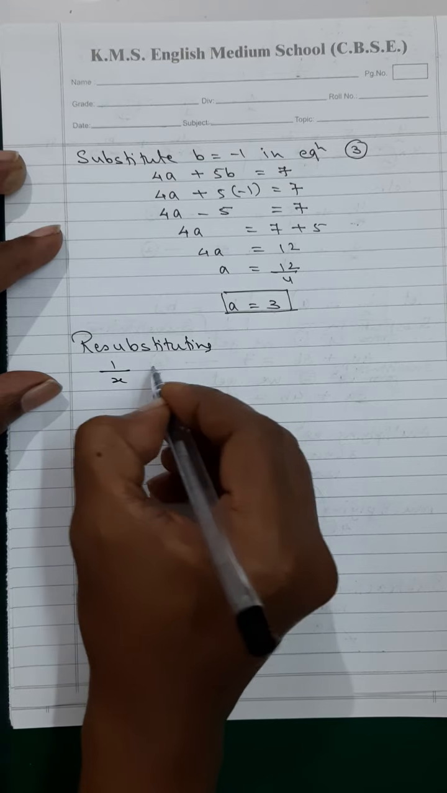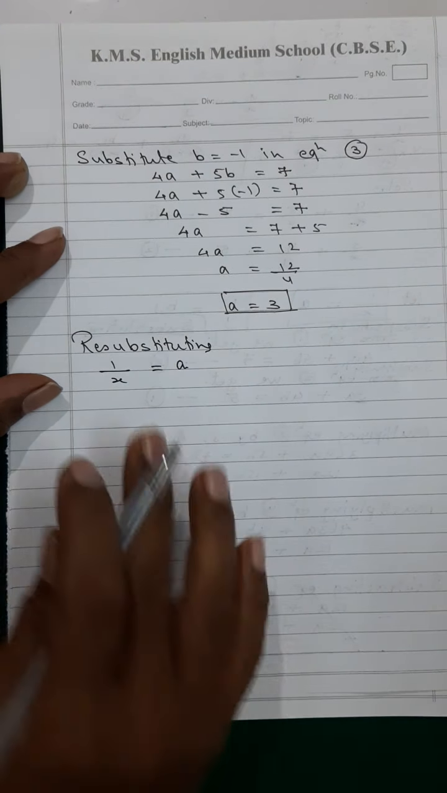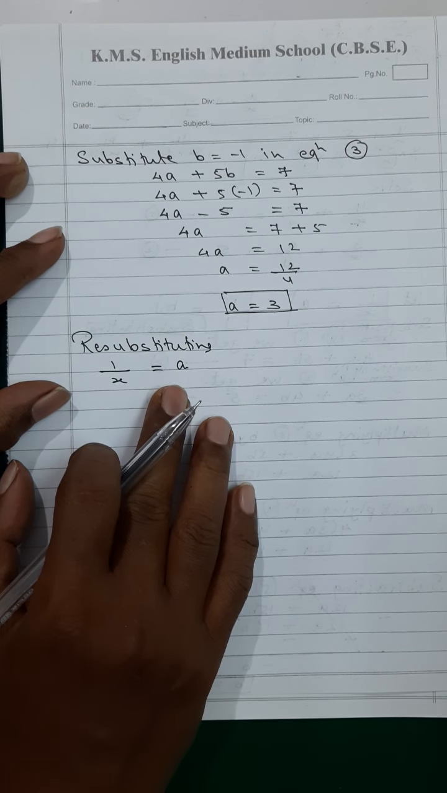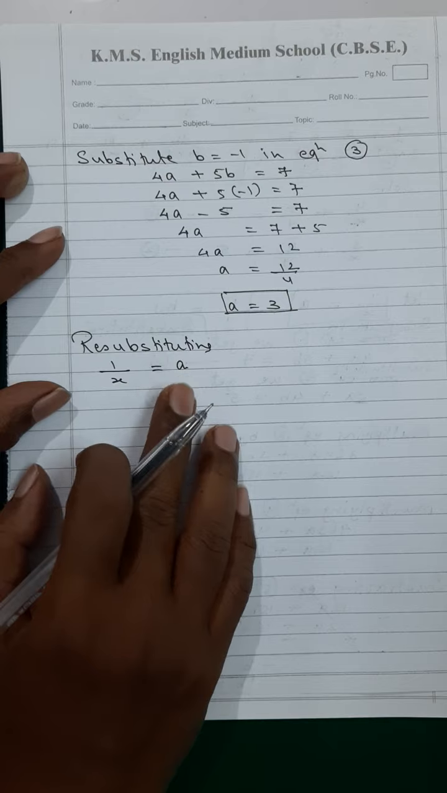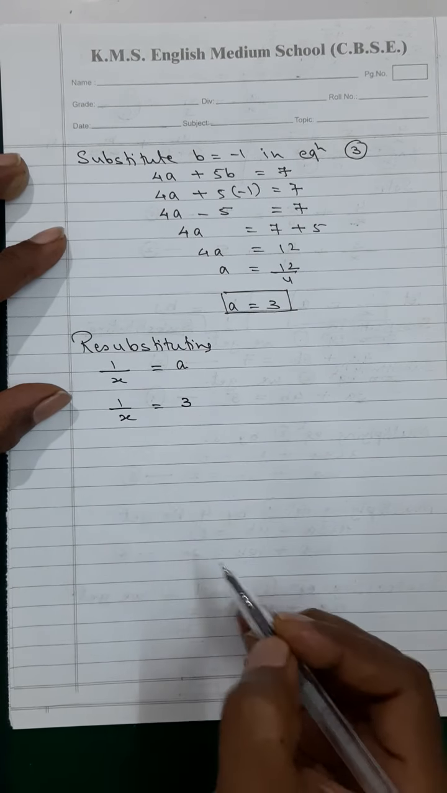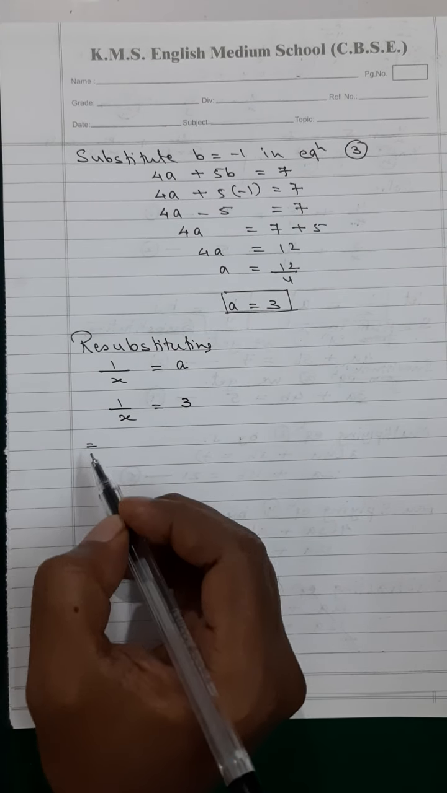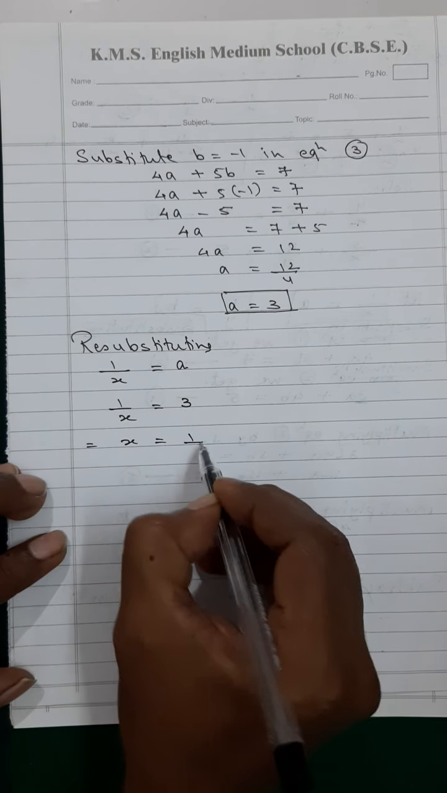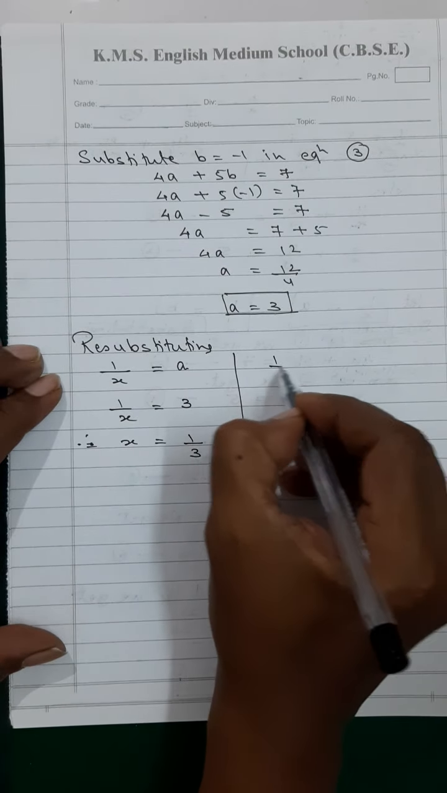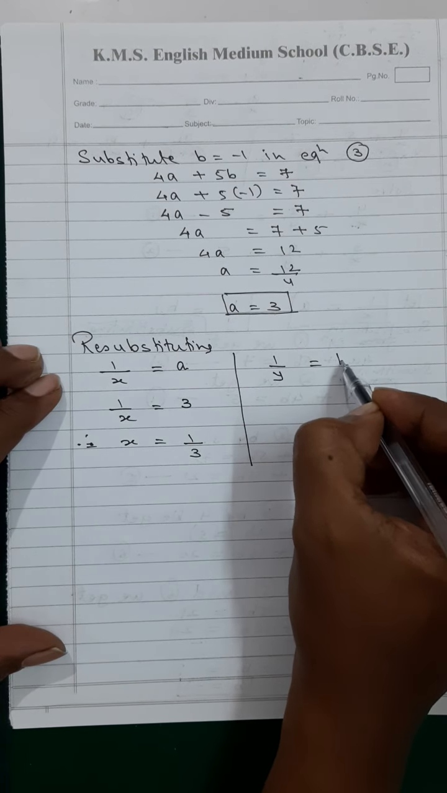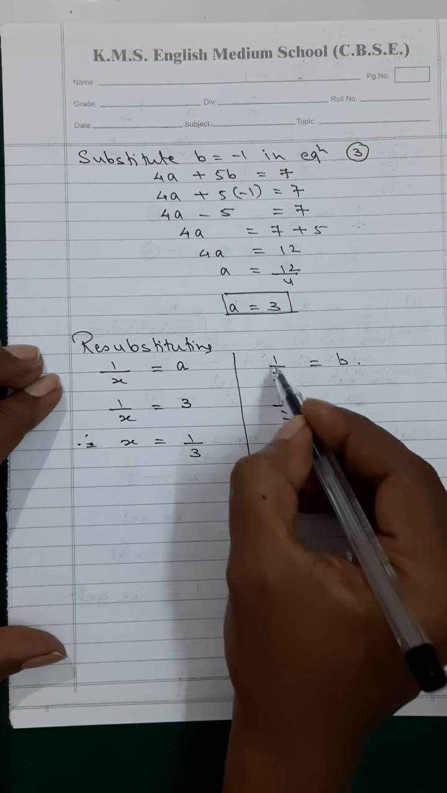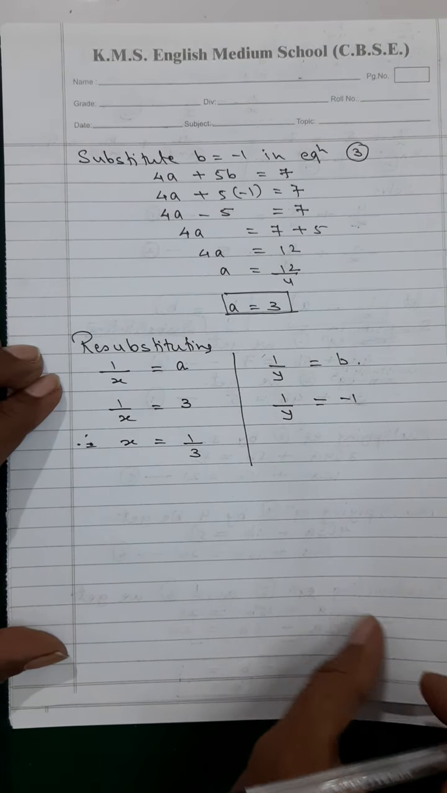1 upon x is equal to your a. This you have substituted. In place of 1 upon x, you have substituted a. And what is your a? a is equal to 3. Now if you reciprocate this, x will be equal to 1 upon 3. Similarly, you will resubstitute what? 1 upon y is your b. Actually, you have got b is equal to minus 1. I will write this only, 1 upon y is equal to minus 1 because my b is minus 1.